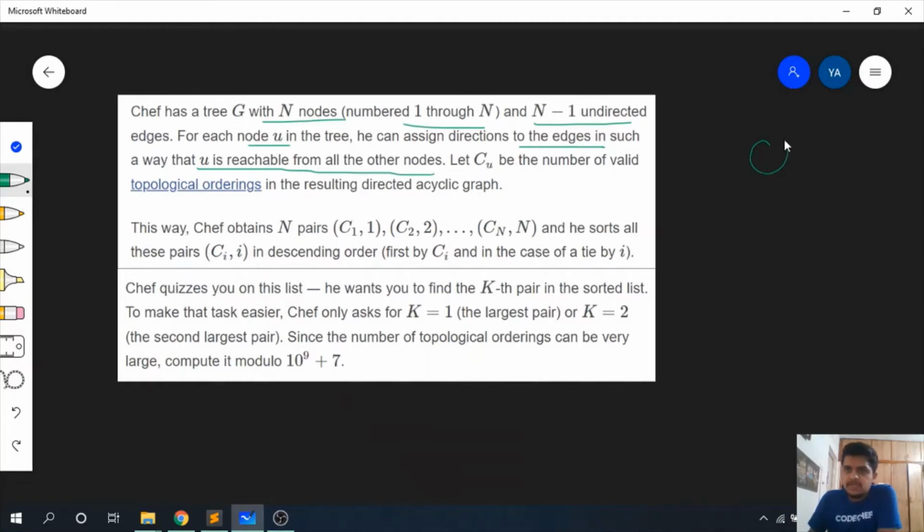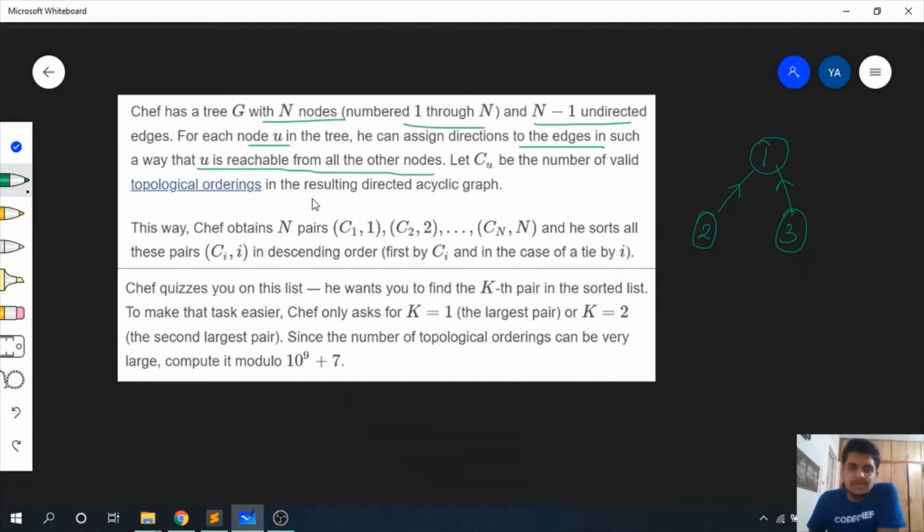Okay, so let us see a simple tree. Let 1 be the root of this tree, and so we select 1 as our u and let us assign directions. So we give directions in such a way that 1 is reachable from both 2 and 3. So now let Cu be the number of valid topological orderings in the resulting directed acyclic graph.